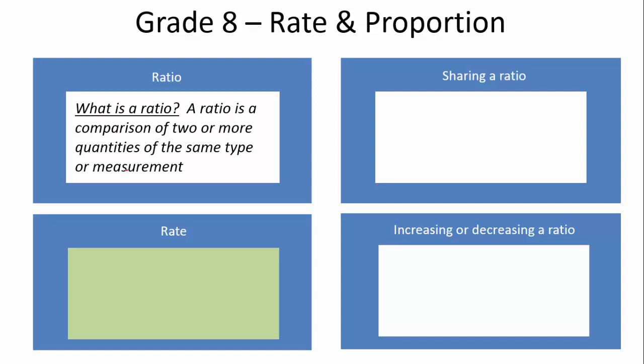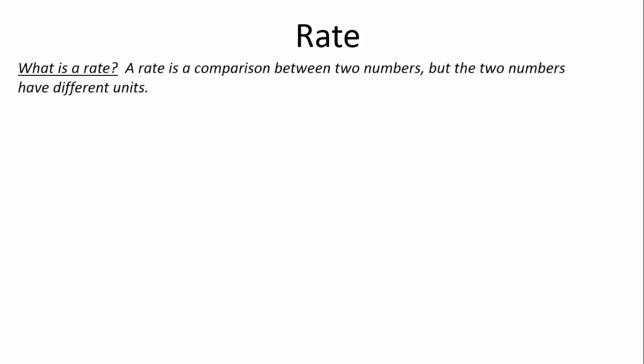Okay, grade 8, now we're going to talk about the rate. Remember we did a ratio, and a ratio was a comparison of two or more quantities of the same type. Now we're going to fill something in here when we're done with regards to rate. So a rate is a comparison of two or more numbers or quantities, but the two numbers have different units. They're no longer the same.